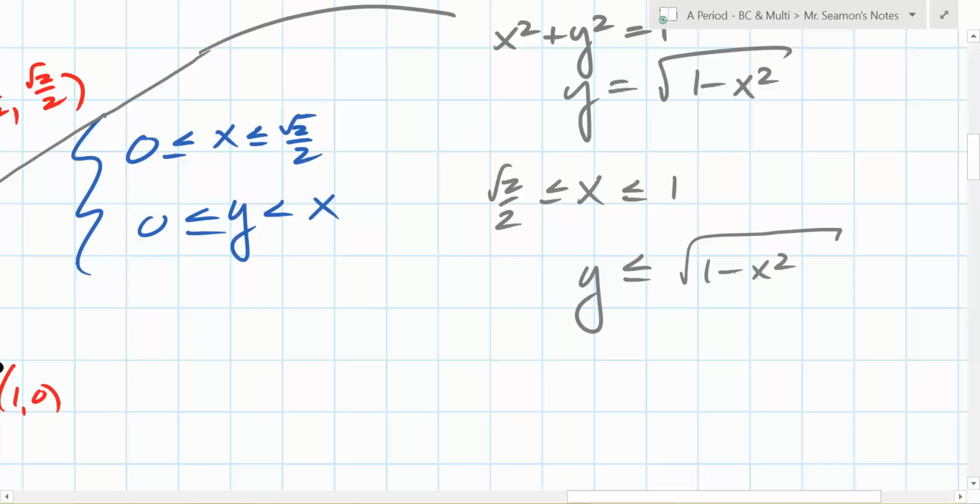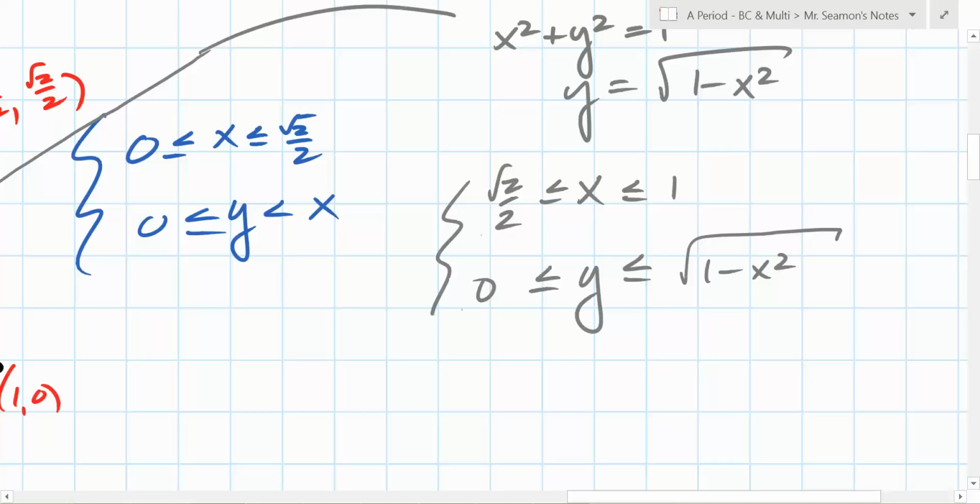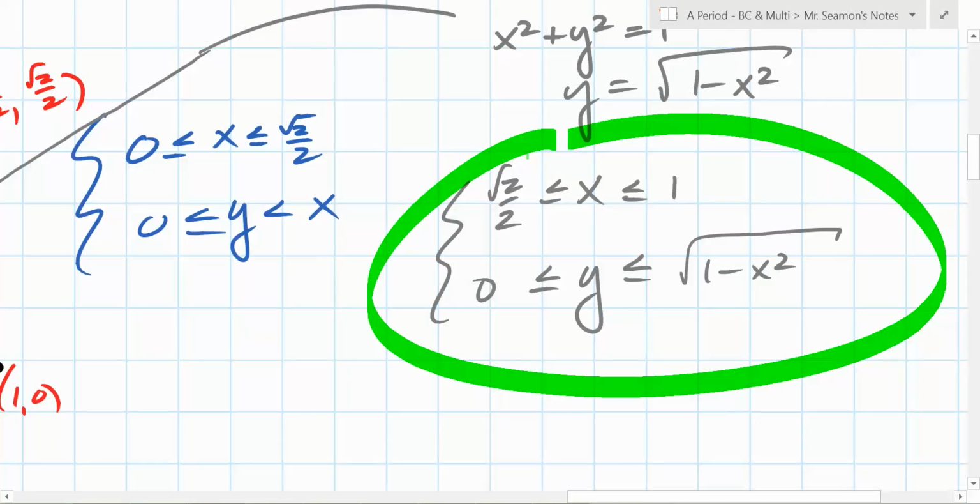The square root of 1 minus x squared. And what does it need to be greater than? 0. So this right here is the green region. Yes, I understand that there's slight overlap here. I can't have it equal in 2 places. Root 2 over 2 doesn't make it.